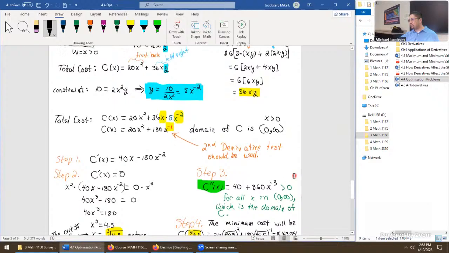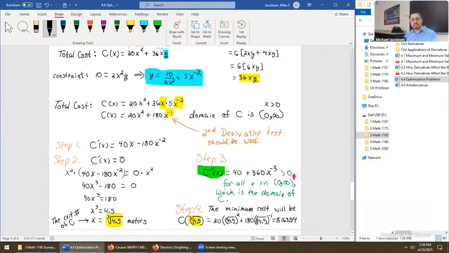This is the analysis for something more in like a business type of application, trying to optimize cost by minimizing the cost of a product. Any questions at all on this total analysis?